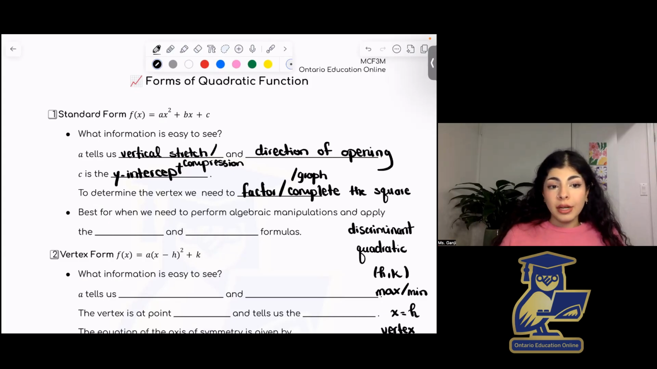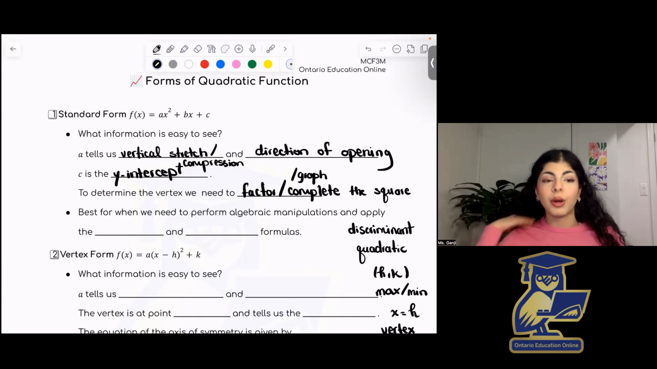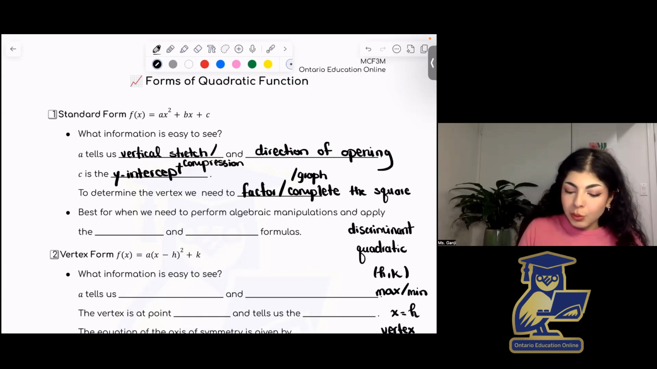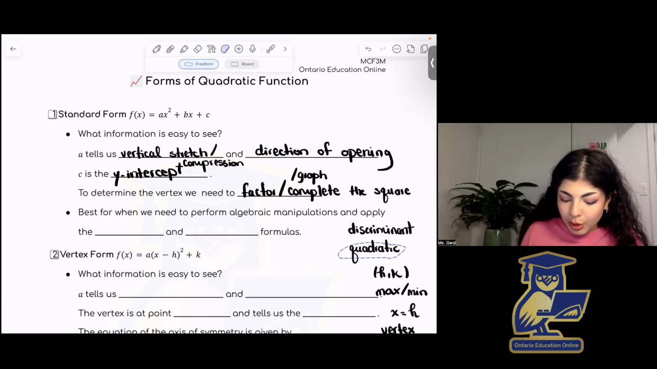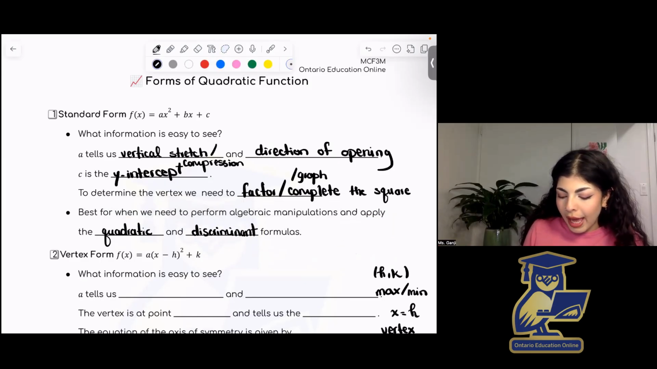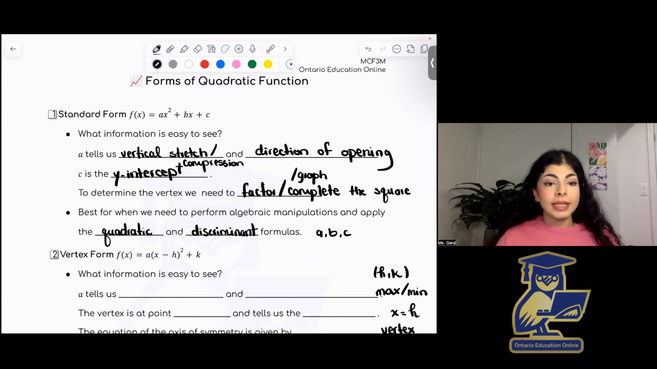So when is the standard form best for us? It's best when we are performing algebraic manipulation. So if we need to go from one form to another form, it's always best that we start with standard form because from there it's easy to go to the vertex form and it's also easy to go to the factored form. And it also helps us when we have to apply the quadratic formula or the discriminant formula. So recall for both of those, we need to know a, b, and c, as they both use those three values.